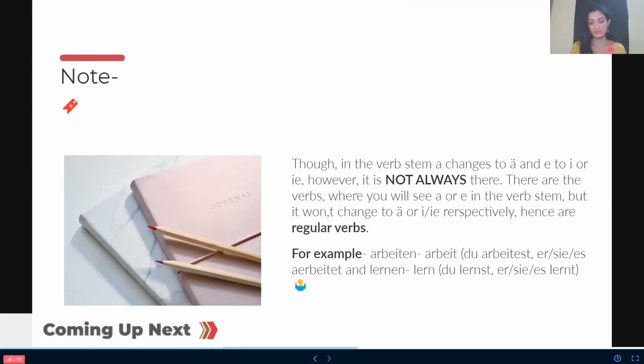And lernen. Lernen is to learn. After removing en from the end, lern is the verb stem. Here the e has no change to i or ie. In du and er/sie/es, they are regular. Du lernst, you are learning. Er/sie/es lernt, he, she, or it is learning.